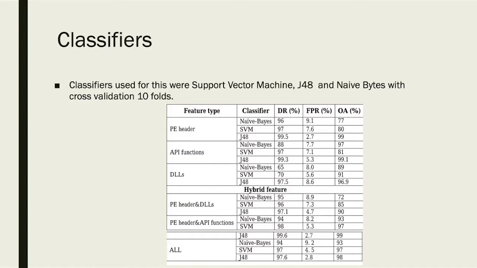The classifiers used in this program are support vector machine, J48, and naive Bayes, with cross validation of 10 folds. What's important here is the PE header with the classifier J48, which has a 99.5% detection rate and a 2.7% false positive rate, which means it's the most accurate and successful of all the other classifiers with the PE header feature. And the most inaccurate feature is DLL with the classifier naive Bayes.